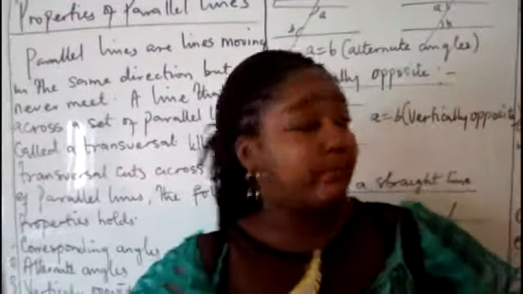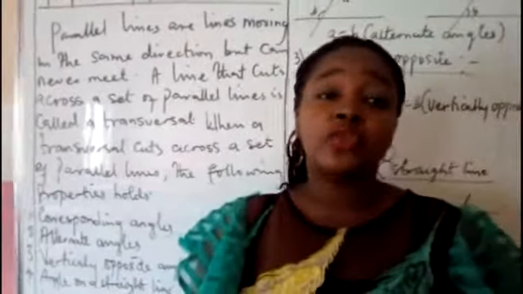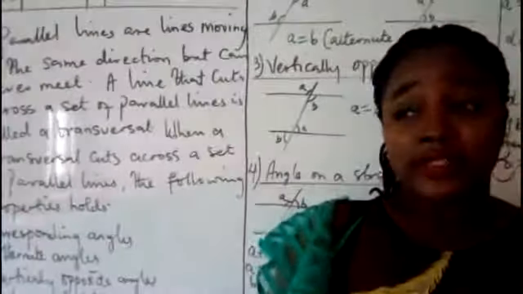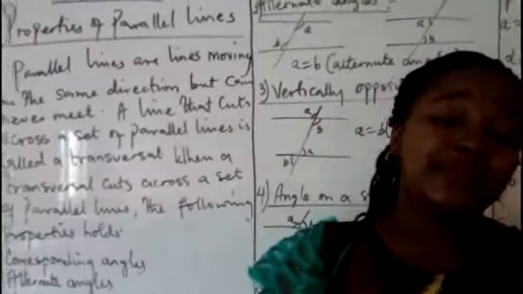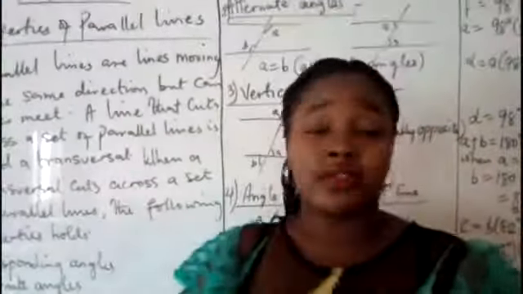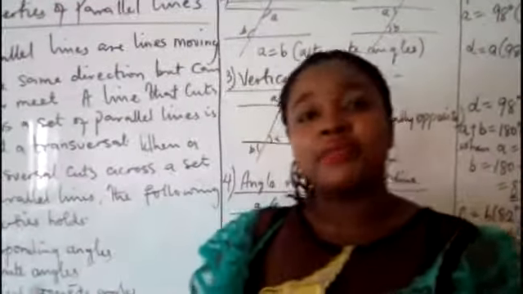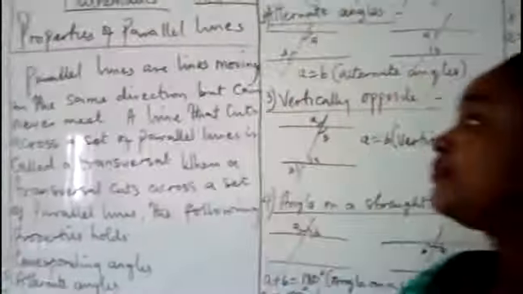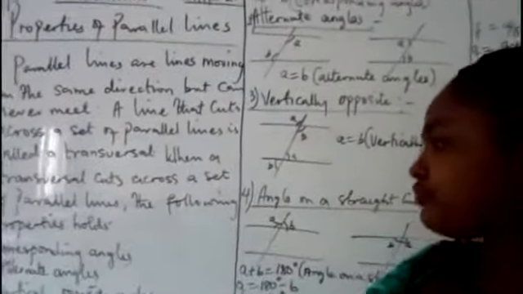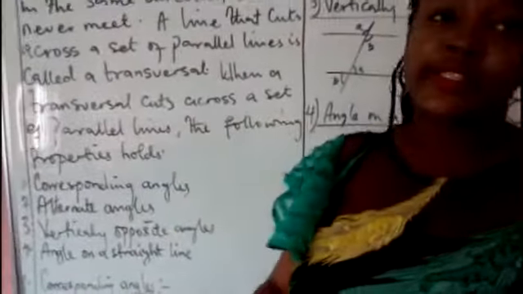When we treated construction of angle 90 degrees, I told you that construction of angle 90 degrees is construction of perpendicular lines. That when two lines meet at a point which forms a right angle, they are said to be perpendicular. But when the lines keep moving in the same direction but can never meet, they are said to be parallel lines. Considering our topic, sometimes you see a line cut across a set of parallel lines.